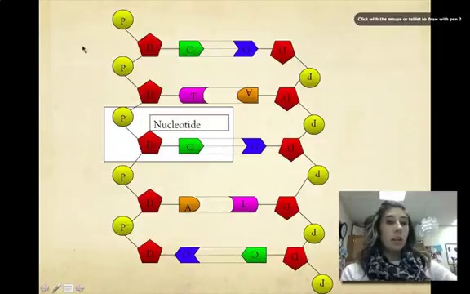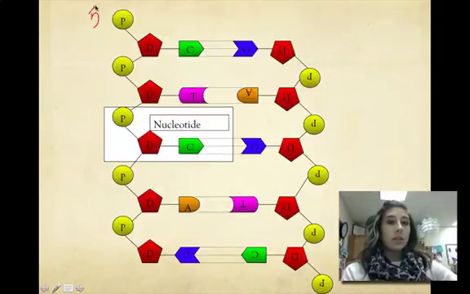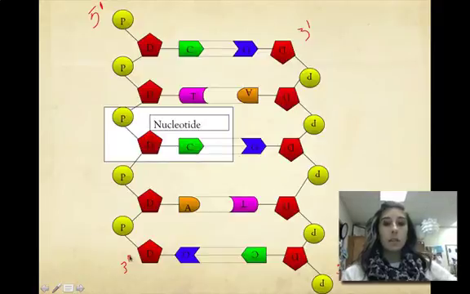So now let me go back and show you briefly here. I would be marking this as the 5 prime end. Down here, this is the 5 prime end. Up here, this is 3 prime. This is 3 prime. Okay?